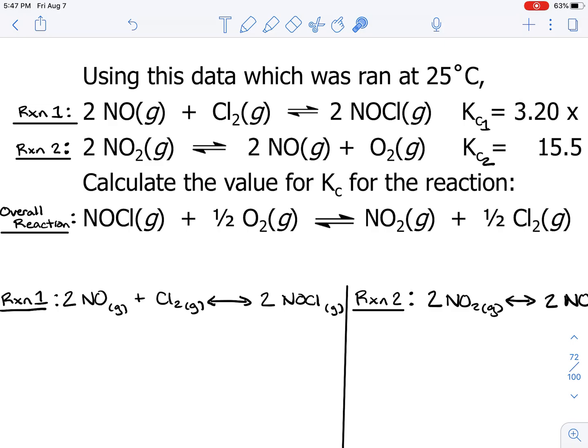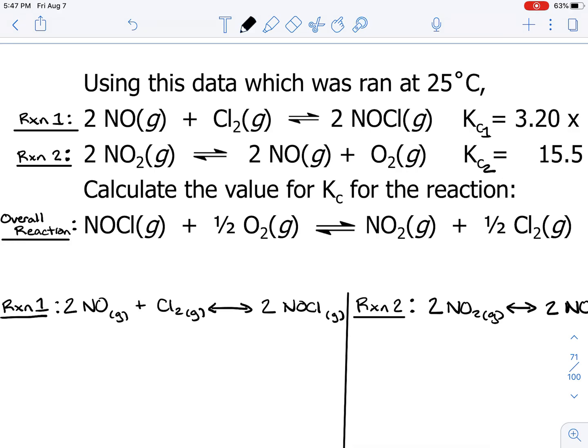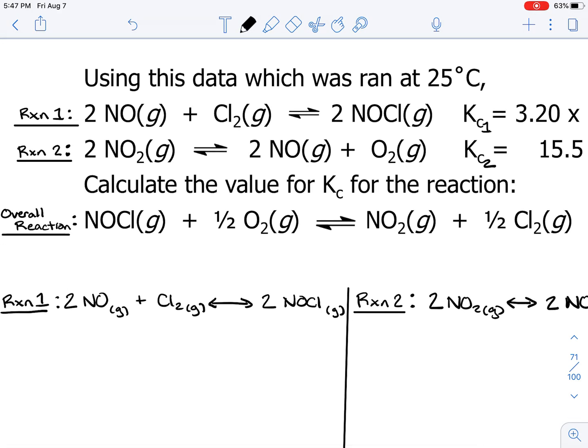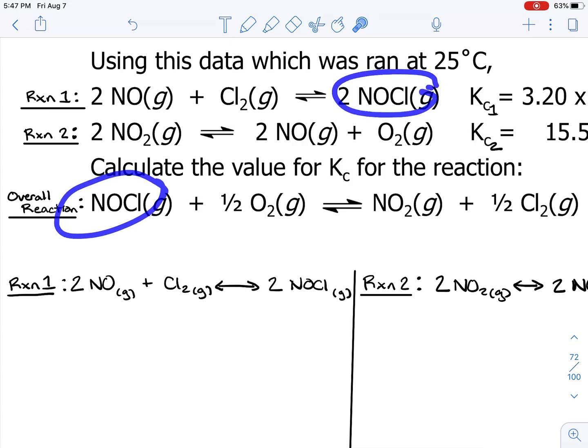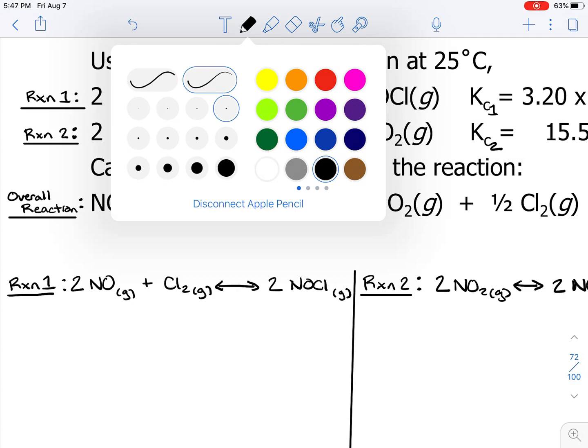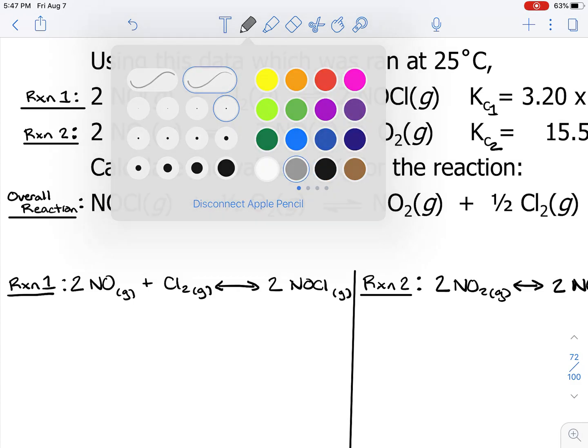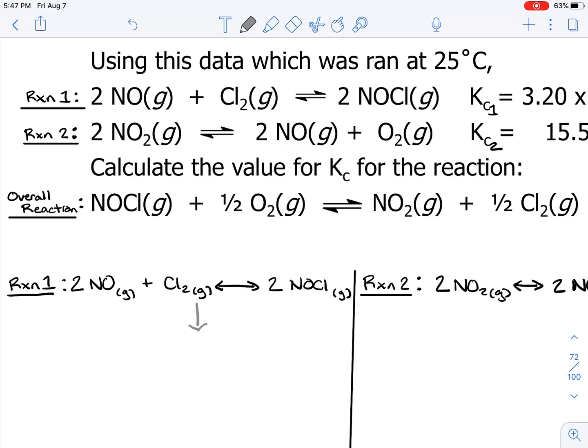Okay, so this is telling me that I have to do two things. First, since NOCl is not on the correct side in the overall chemical reaction compared to reaction 1, I need to flip. Let me see here. You know what? Let's just do this step by step. So let's just flip first. Okay. So notice that these guys are on the opposite side. So the first thing that I'm going to do is flip. I'm going to go ahead and use a different color here. Let me go ahead and use gray. See how that works. So hopefully you guys can read this.